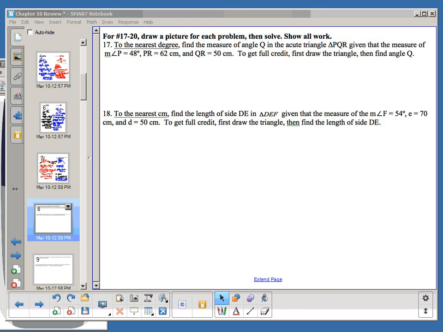All right, moving on to the third page here. Starting with number 17. These ones are good problems because you just have to set up a picture, and then it's basically the same as the whole last page. All right, so it says find the measure of angle Q in an acute triangle. So our best bet is to first start with a triangle.